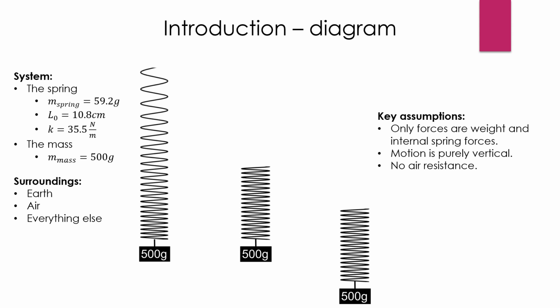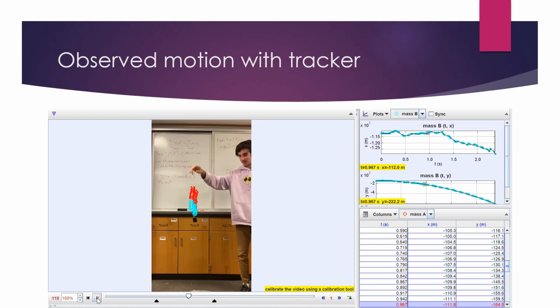The system includes the spring and the mass, while the surroundings include everything else such as earth and air. Then some key assumptions made are that the only forces are weight and internal spring forces, that motion is purely vertical, and that there is no air resistance. The following video is the observed motion with Tracker.